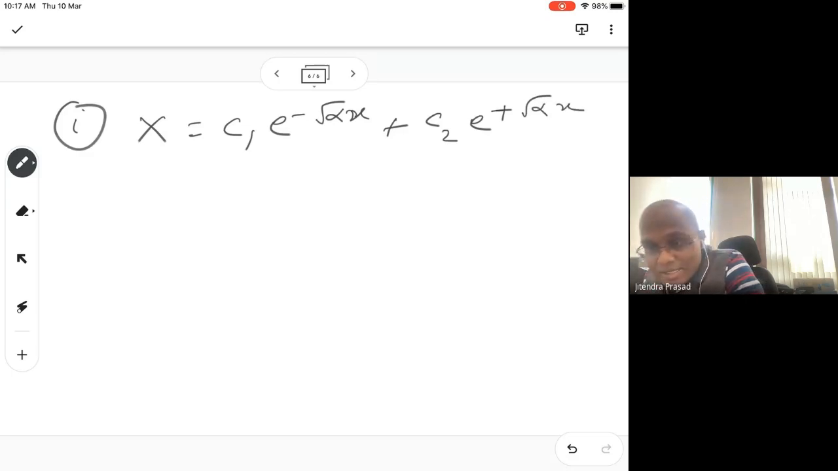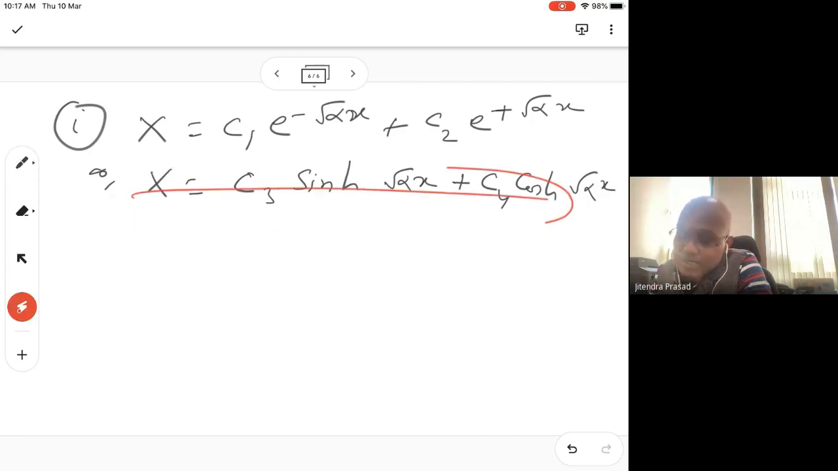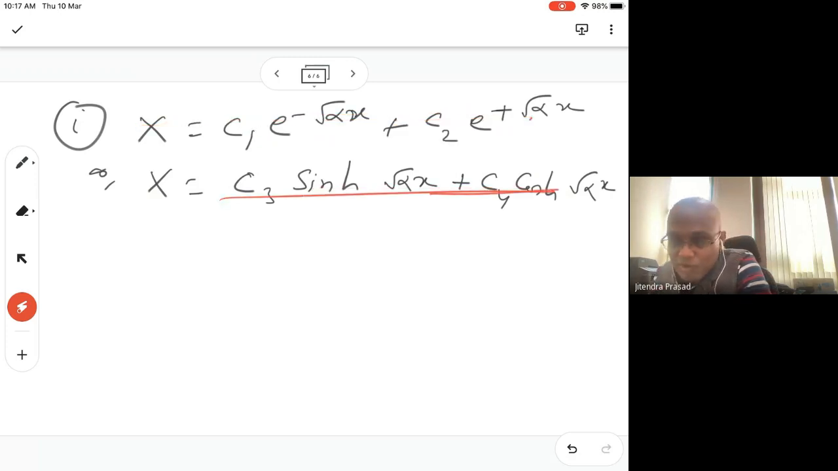You can write it like this, as we also saw yesterday, or you can also write x equal to c3, let us say, sine hyperbolic root alpha x plus c4 cos hyperbolic root alpha x. It is better to write this one because it is easy, and finally it will come in the same form only. So either you can write this or this. So number 1 is like this.